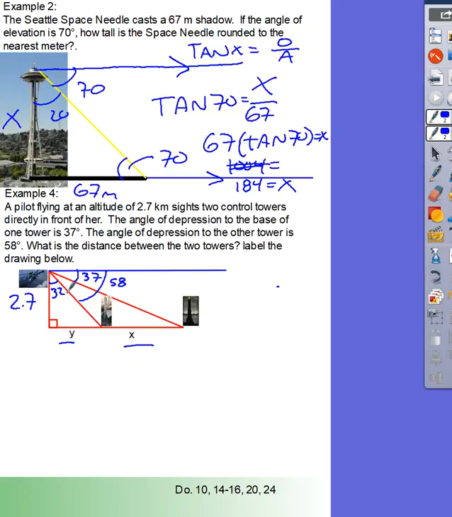Okay, so how am I going to find my y value? So we have the tangent of 32 is equal to the opposite over adjacent. So the opposite here is y over the adjacent, which is 2.7. Okay. So that gives us 2.7 times the tangent of 32 is equal to my y value.